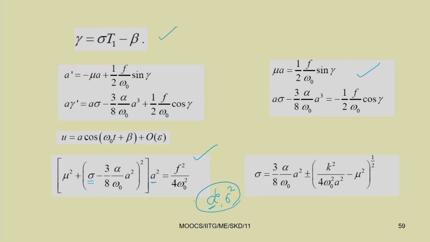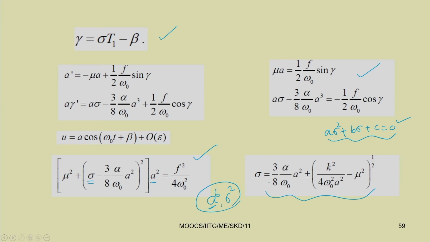So, we can write down this quadratic equation, and we know the solution of a quadratic equation. If we have an equation, for example, a x square plus b x plus c equal to 0, or here we have sigma, so we can write a sigma square plus b sigma plus c equal to 0. You know the solution, where sigma equals minus b plus minus root over b square minus 4ac by 2a. Using that expression, you can find the expression for sigma, which is equal to 3 by 8 alpha by omega 0 a square plus minus k square by 4 omega 0 square a square minus mu square to the power half.